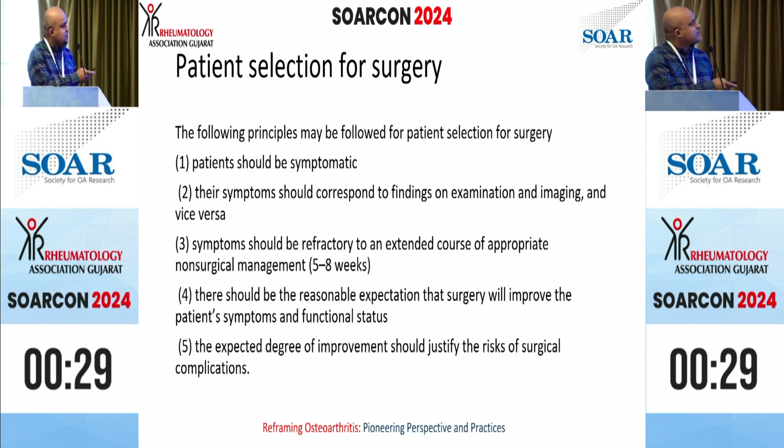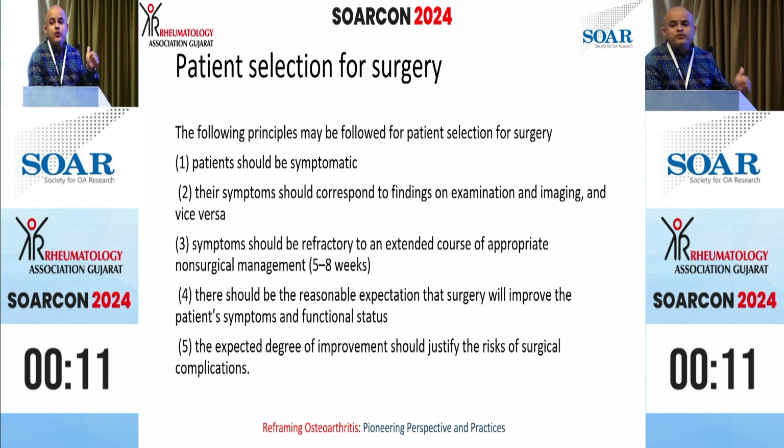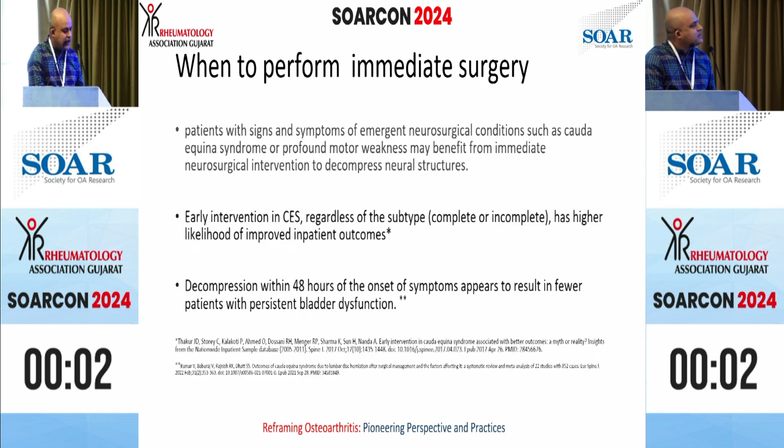So what is the selection for surgery? These are the guiding principles for surgery. Patient should be symptomatic. That's point one. The symptoms must correspond to the imaging level. The symptoms should be refractory to conservative and medical management for 5 to 8 weeks; the cutoff generally taken is 6 weeks. There should be a reasonable expectation that surgery will improve the functional outcome for the patient, and the degree of expected improvement should be commensurate with the risk to the patient. These are the 5 guiding principles when we offer someone a surgery. Immediate surgery is needed when the patient has cauda equina syndrome, and preferably should be done within 48 hours.